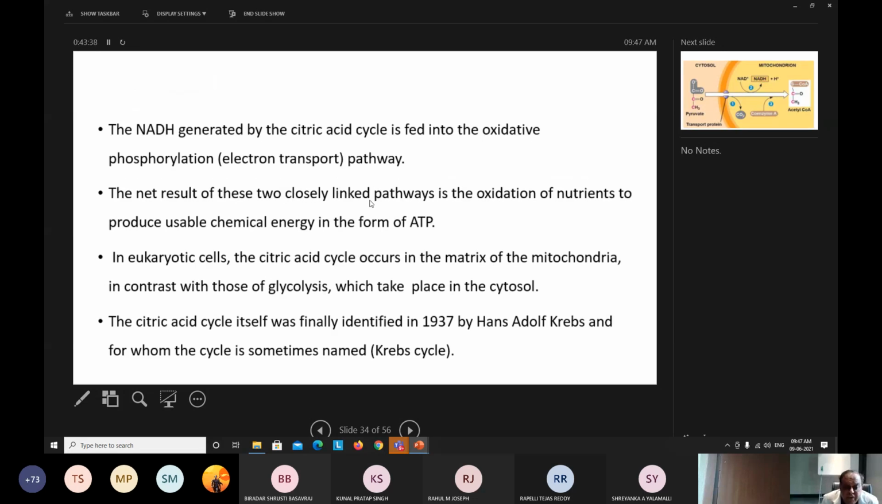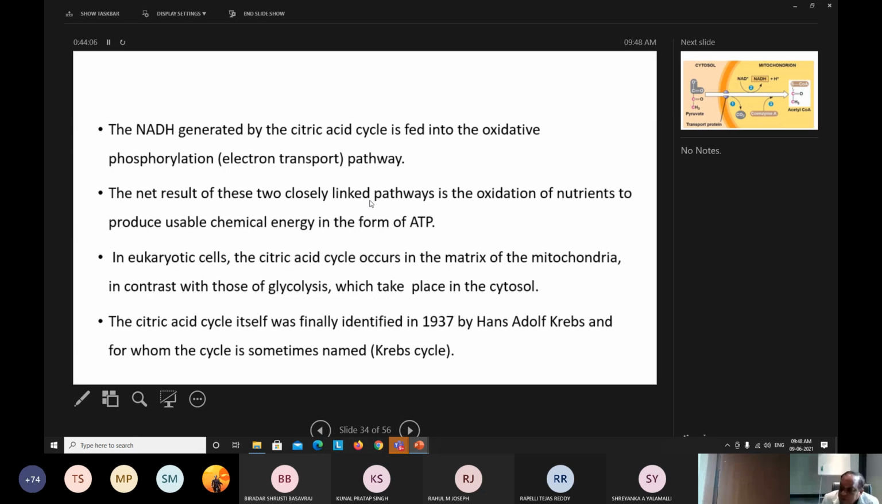So NADH generated in the citric acid cycle is fed into the oxidative phosphorylation electron transport pathway. We will come to know more about that when we learn about the ETC. The net result of these two closely linked pathways is the oxidation of the nutrients to produce usable chemical energy in the form of ATP. That is the glycolysis and the Krebs cycle.